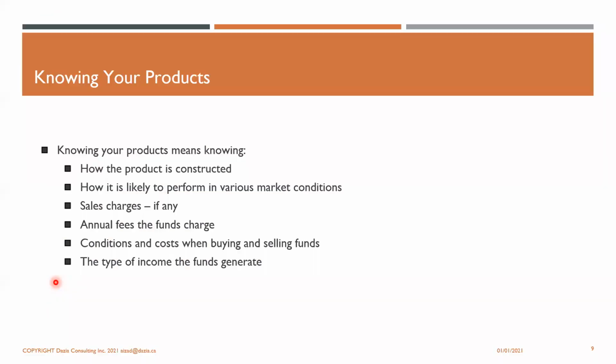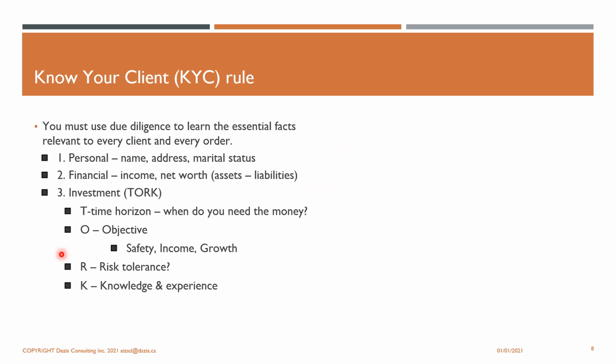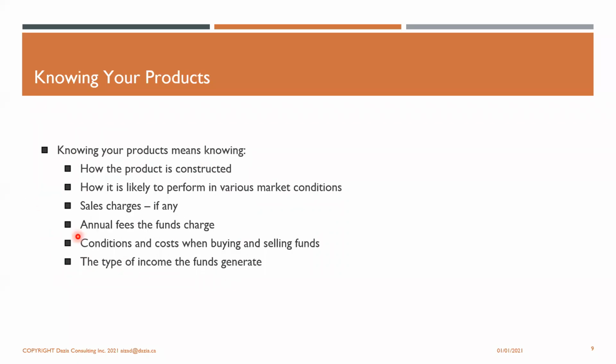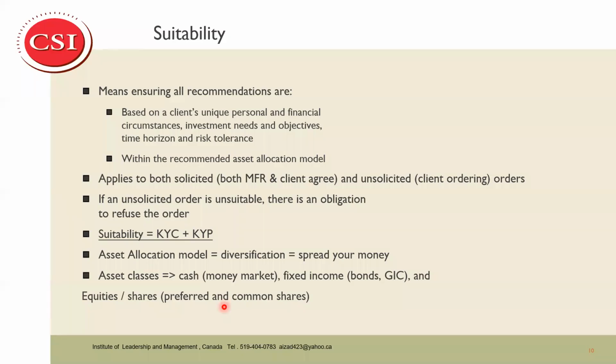So suitability. If you know about the client, you discussed all this about the client, and you also know your product, then you can give a suitable recommendation. So suitability means that you are giving a recommendation based on the client's own personal financial circumstances. You understand the client's needs, their time horizon, and you understand the asset allocation model also. You understand the mutual fund that you're recommending, what is it invested in.